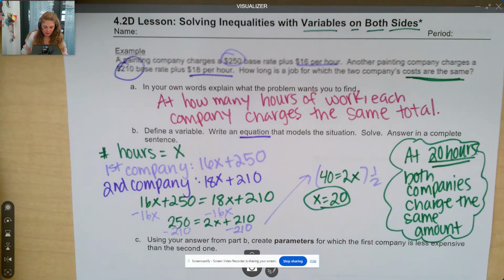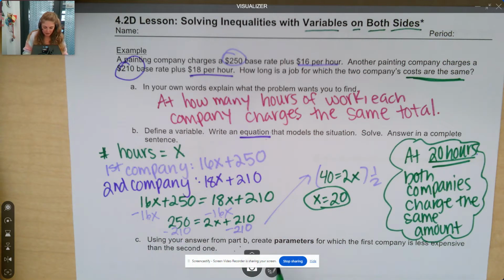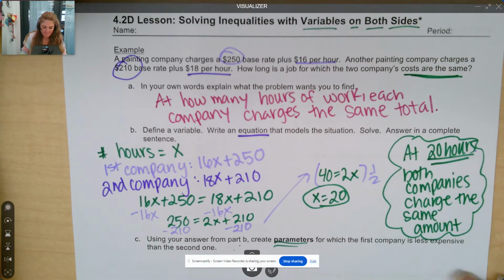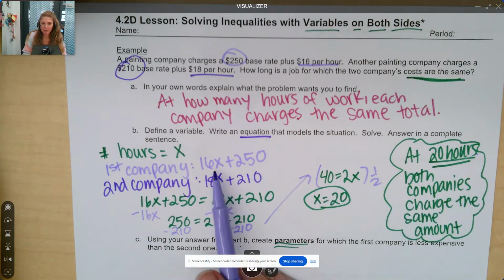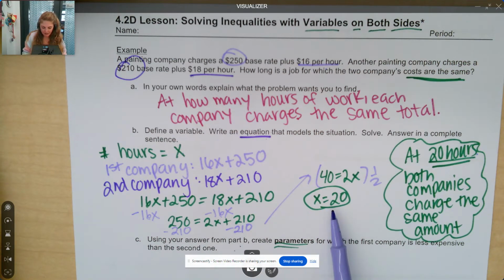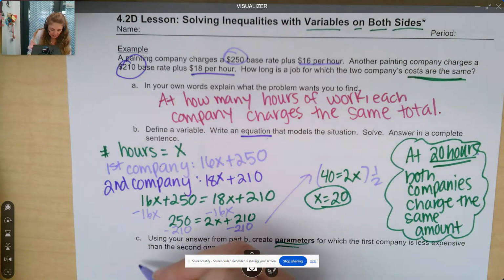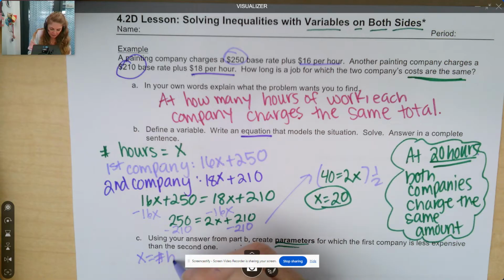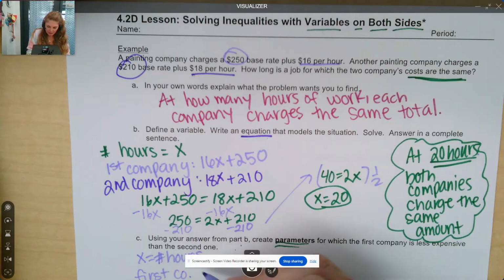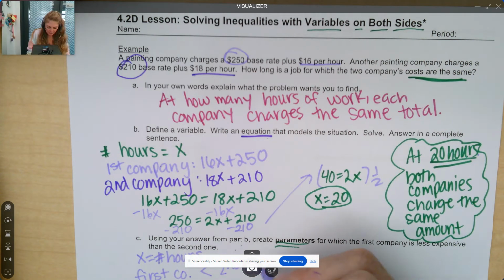Excellent. So then it says, using your answer from part B, create parameters for which the first company is less expensive than the second one. So taking a look, the first company is going to be more expensive until you get to these 20 hours, and then it's going to become less expensive. So if we want to think about it, we could think about x being the number of hours, and we want to know when the first company is going to be less than the second company.